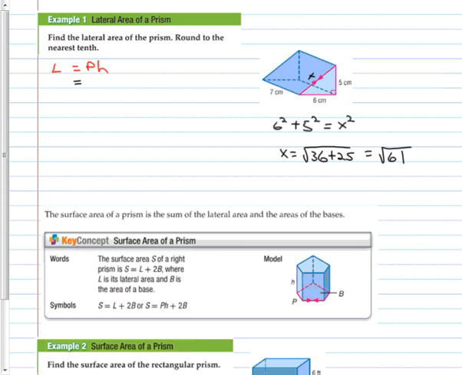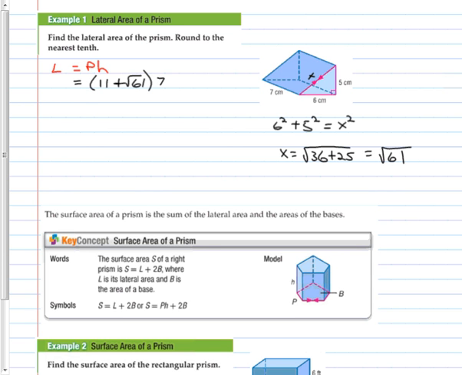So I am supposed to take the perimeter, and it's the perimeter of the base, so we need to add up all three of these sides. Well, 6 and 5 make how much? 11, plus the square root of 61, that would be the perimeter. I'm going to put it in parentheses, because we have to multiply the perimeter times the height. What's the height of that prism? 7. Even though it's laying down on its side, 7 is the perpendicular distance between the bases.